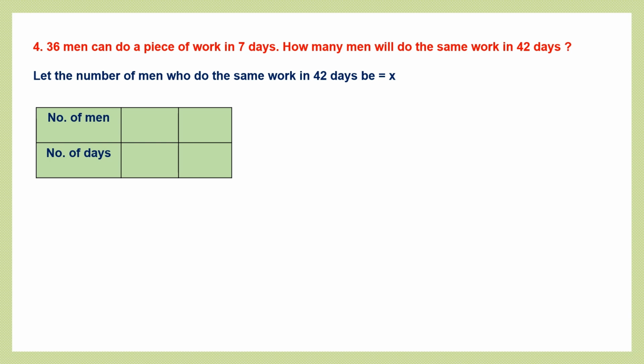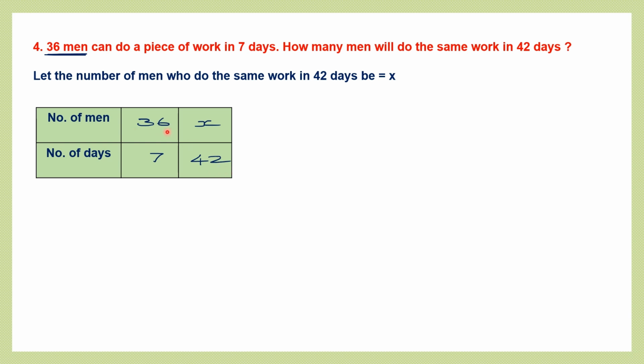So let's fill in. The number of men first is 36. So 36 men can do the work in 7 days. Now how many men, we don't know, will do the work in 42 days. So let's look at the table and understand whether it's direct or inverse variation first. So when there were 36 men, they could finish the work in 7 days. Now the number of days has been extended to 42 days.